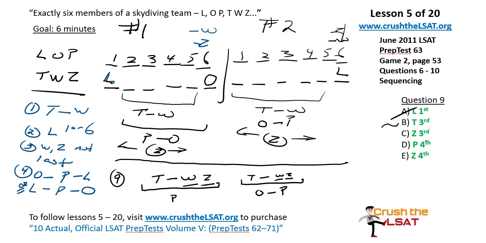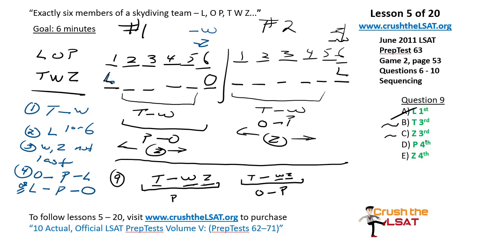Z dives third. Could that be true? Well, in World 1, definitely not. Z would be third, W would be 2nd. There'd be no room for T. But how about in World 2? Could it be true in World 2? If Z were third, you'd have W 2nd. T would come before that in slot 1. Who would go in 4 and 5? O, P. So that looks okay. But again, if you were uncertain, we could write a tilde by it.